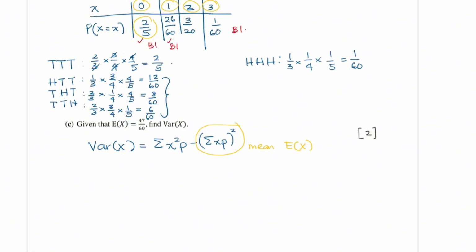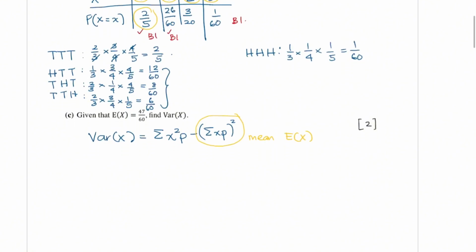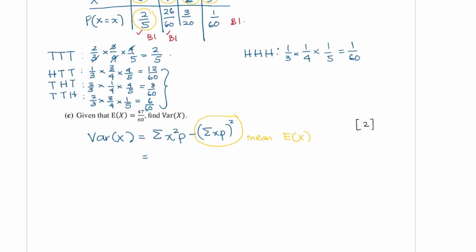So let's work it out. Summation of x squared times p. When you have x to be 0, 0 squared is 0, times 2 per 5. I would suggest you still write it down as part of your working. You will need to add this to x is 1, 1 squared is 1, times the probability, that is 26 over 60.